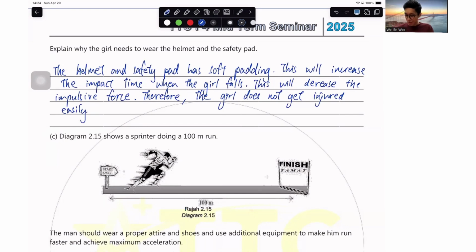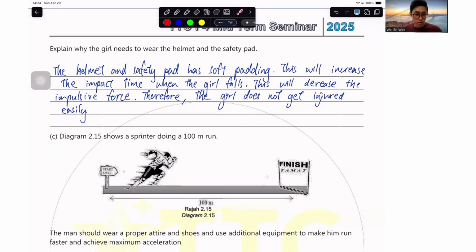It does give marks also, because they say explain why she needs to wear it. If they said explain why the girl does not get injured easily, then of course this one would get no marks, because we already know she does not get injured easily. But now they just ask why you need to wear it. So in the end it is does not get injured easily. Then you explain why: because less impulsive force. Then you explain why: because longer impact time. Then you explain why: because helmet and safety pad have soft padding. That's how you get the marks.